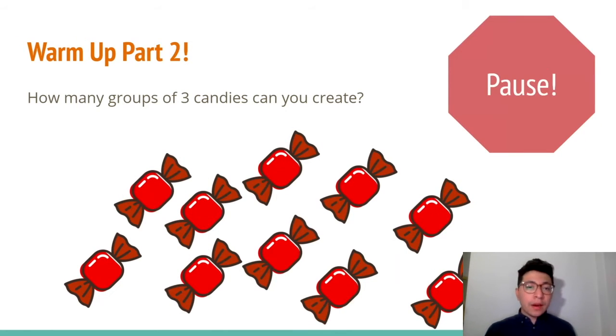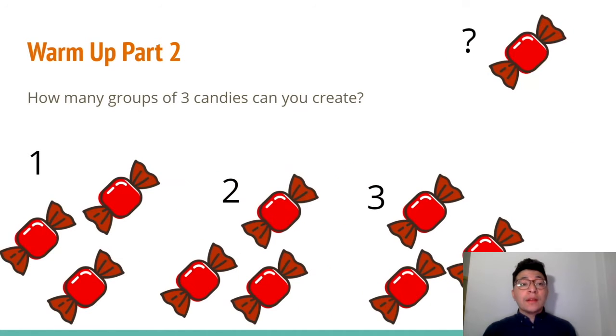Similar thing here. I have adjusted the number of candies, but I want you to figure out how many whole groups of 3 you can create, and what happens after doing that? That's an important question. So go ahead and pause the video, and we will regroup once you've done that.